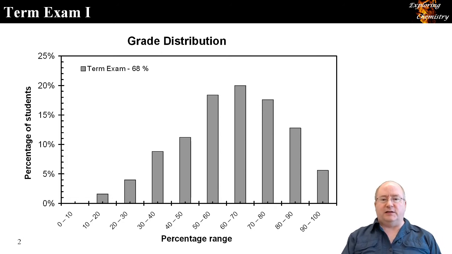You can look at this grade distribution and see where you sit in relation to the rest of the class. With the average around 68%, which is actually where I was hoping it would be, in the 65 to 70 range, things look good. There's a nice distribution of grades.